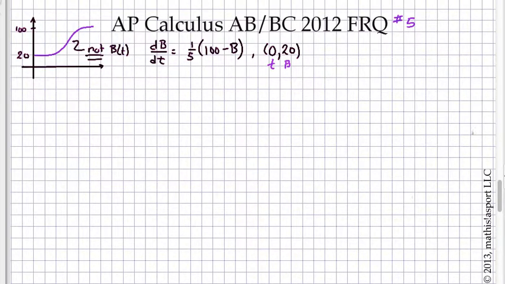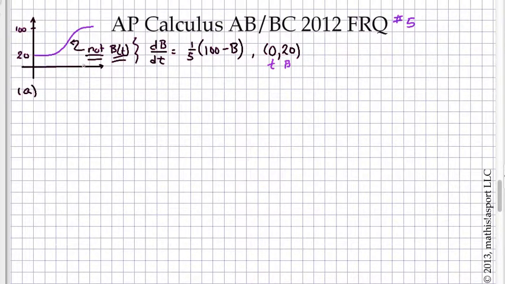And then later on in the problem we're going to be given a graph, although curiously enough this graph, it says, is not B of t. So just keep in mind that the graph we're looking at is not B of t. We're going to be asked to show why we know that.